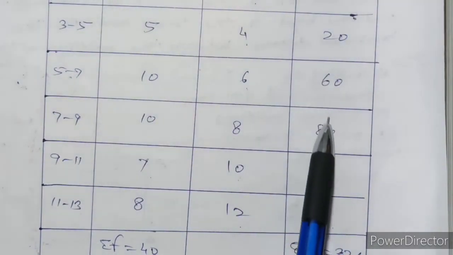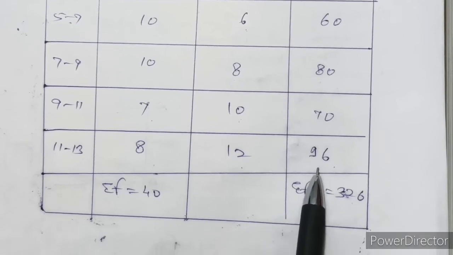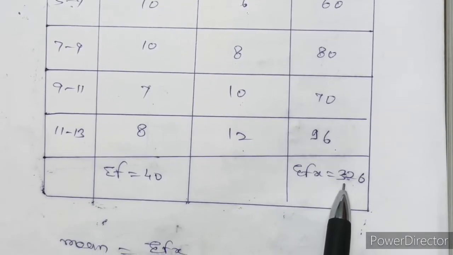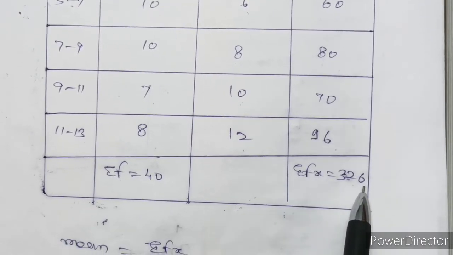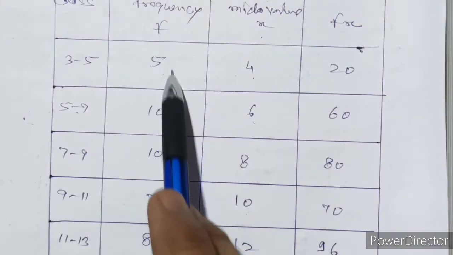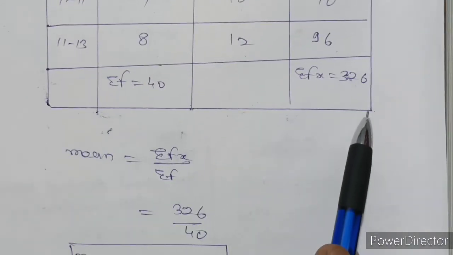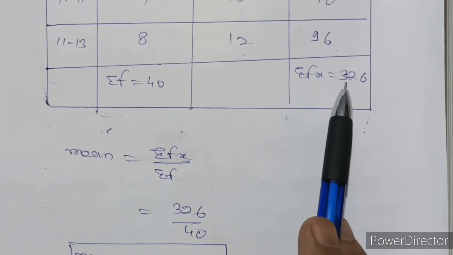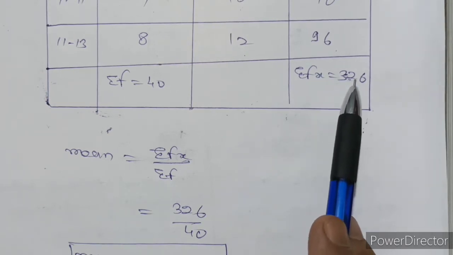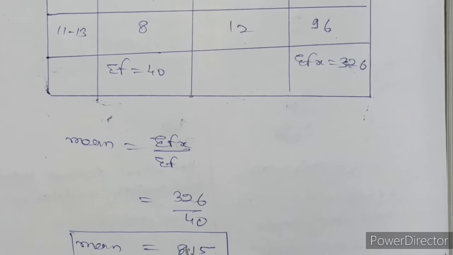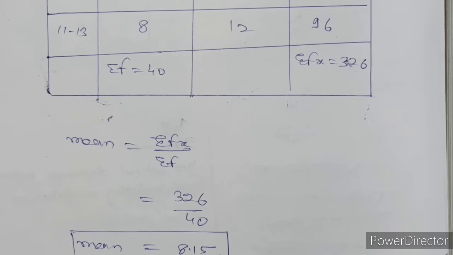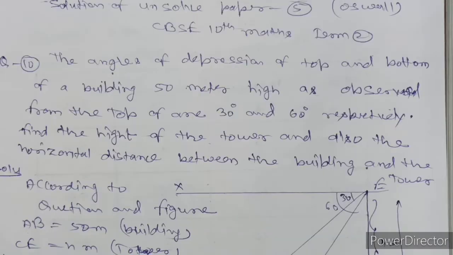Summation: 20 plus 60 plus 80 plus 70 plus 96 is equal to 326. And the summation of the frequency is equal to 40. Using the formula and putting in the values of these two, 326 upon 40, and dividing by 40 we get the answer 8.15, which is the mean of the given data.